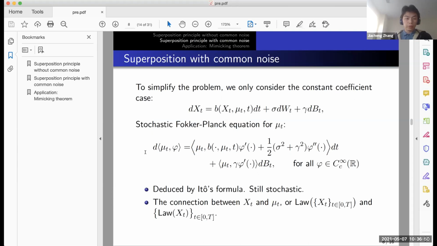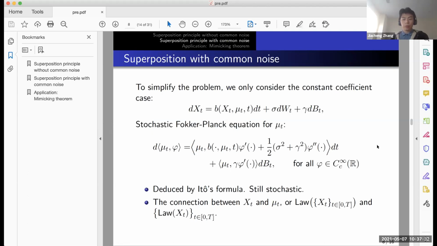So this is deduced by Ito's formula, and the key point here is this mu t. To compare with the rho t before, this mu t is still stochastic, and since there's a stochastic term in this SPDE, it provides the connection from the SDE to this SPDE. This provides the connection between this xt and mu t. Or in other words, if we are given the law of the whole process here, we should be able to use Ito's formula to get the evolution of the marginal law. So this was the first step.